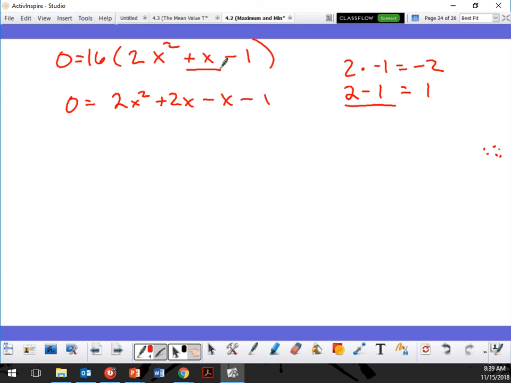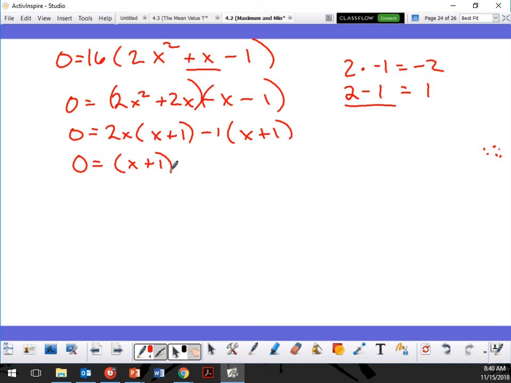So now, common factor here. I'm going to take out a 2x, and I'm left with x plus 1. I'm going to take out a negative 1 from here, and I'm left with x plus 1. All that's still equal to 0. So 0 is equal to x plus 1 and 2x minus 1.